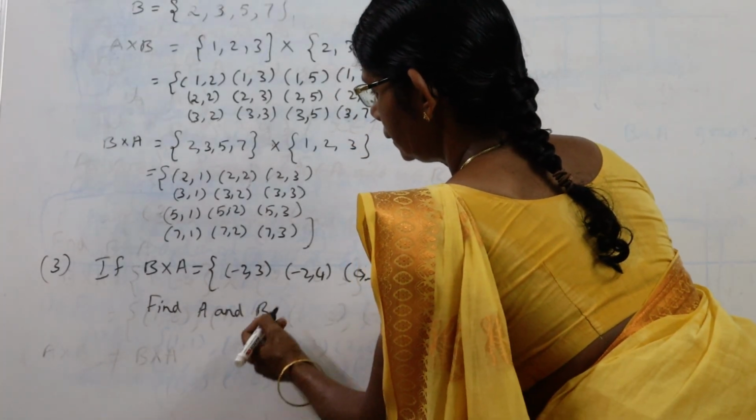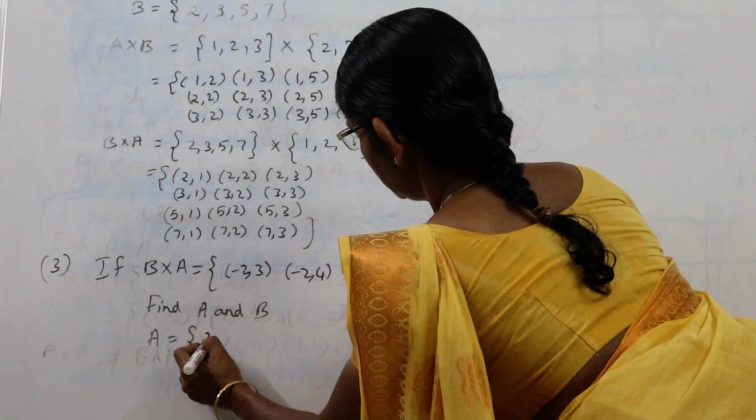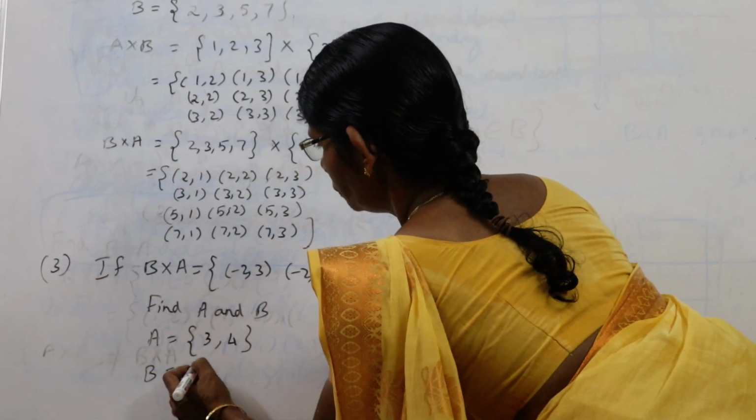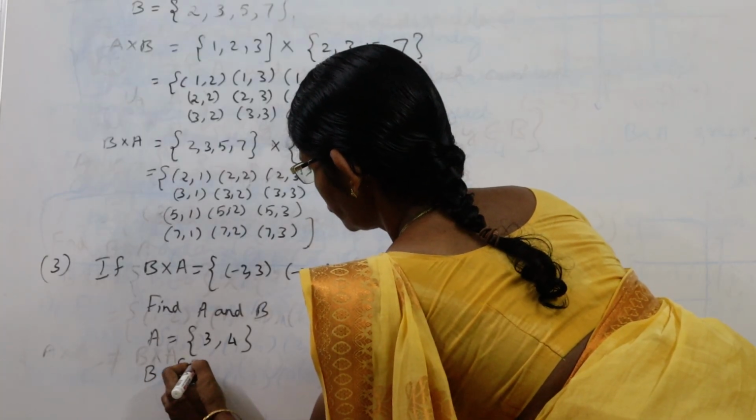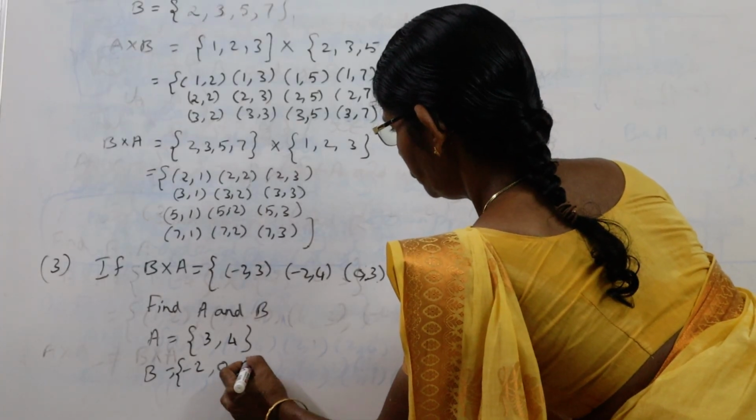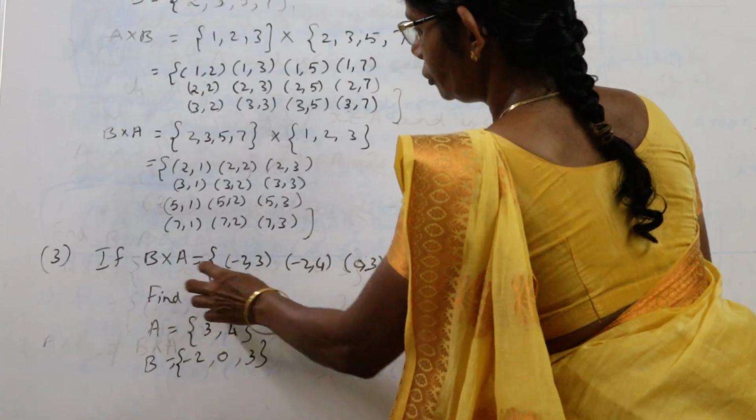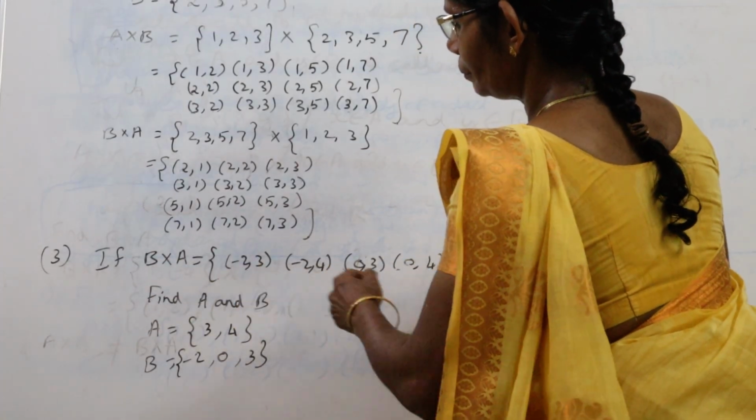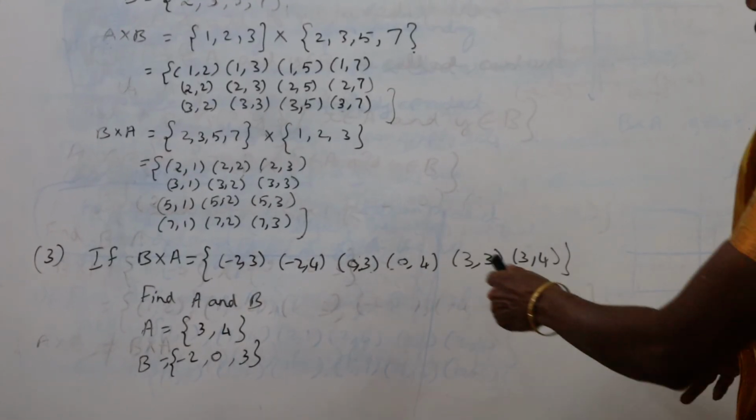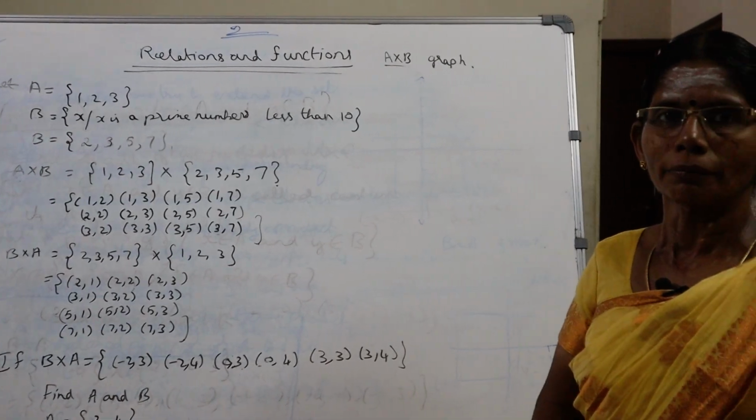What are set A and set B? Set A equals {3, 4}. Set B equals {-2, 0, 3}. This is the answer because the product starts with B, so the first element, the x element, is the B element: -2, 0 and 3. The third sum is over. We will see another problem, the fourth problem.